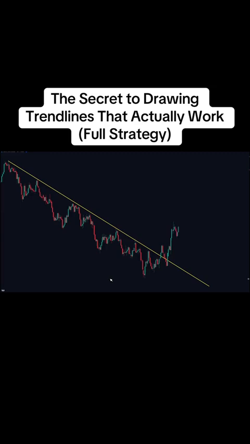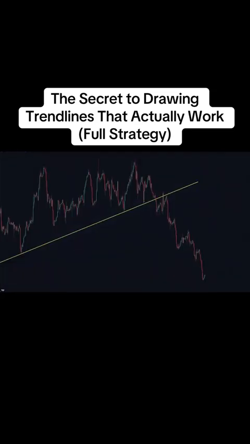But here's the key. A trend line break by itself isn't enough. We need extra confirmation to avoid false breakouts. One strong confirmation is a double rejection pattern, like a double top or double bottom forming right before the breakout.